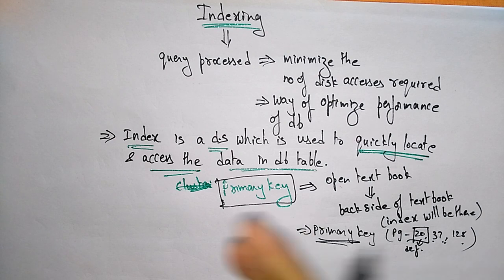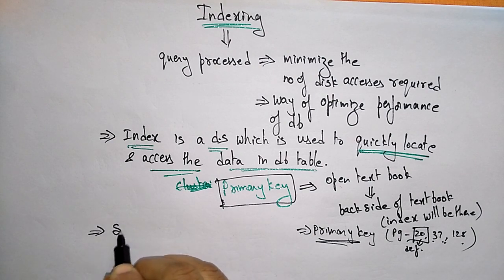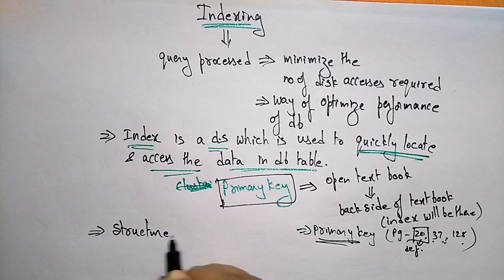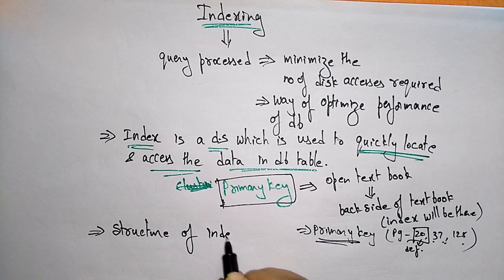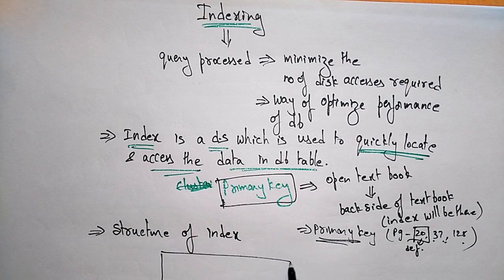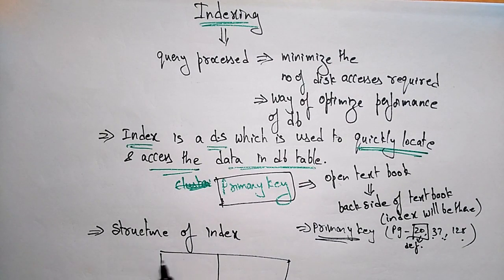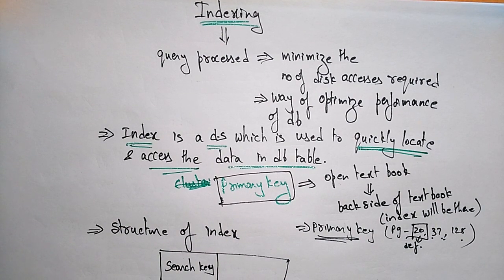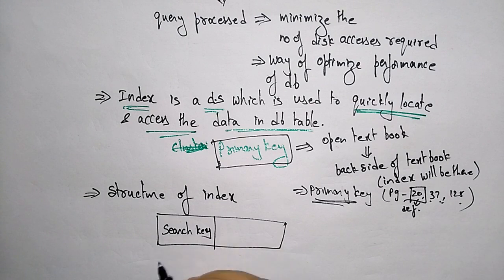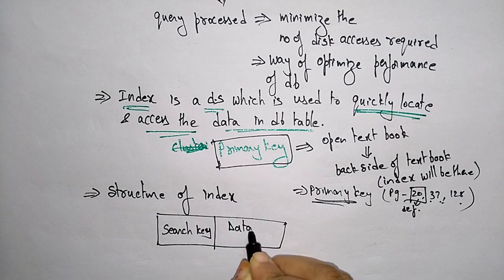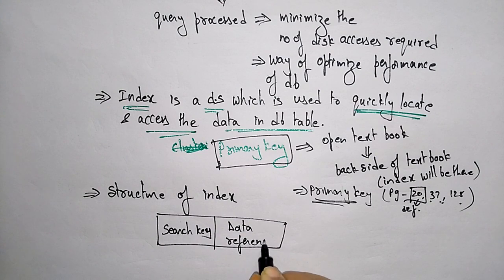So let us see the structure of index. The structure of index consists of a search key. In the first left column you have the search key, and in the right column you have the data reference value, meaning the pointer value to where you have to go for the particular search key. Okay, the data location. So the structure of index consists of search key and the data reference.